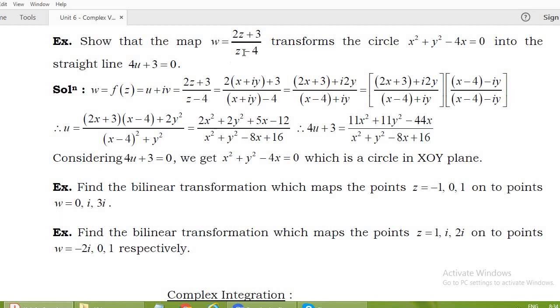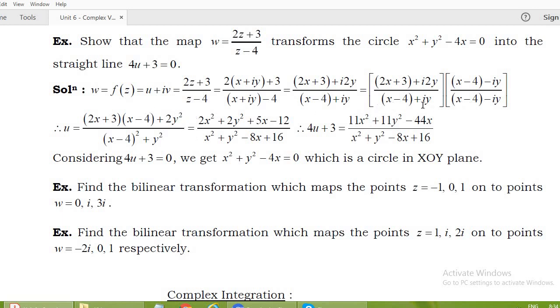Show that the map w equal to (2z plus 3) upon (z minus 4) transforms the circle x squared plus y squared minus 2x equal to 0 into the straight line 4u plus 3 equal to 0. So w equal to f(z), this is the transformation. Let us put z equal to x plus iy. After simplification, we are getting the real part and the imaginary part.